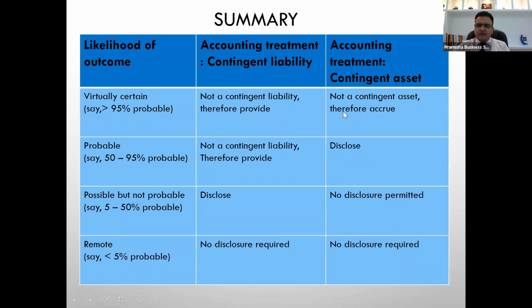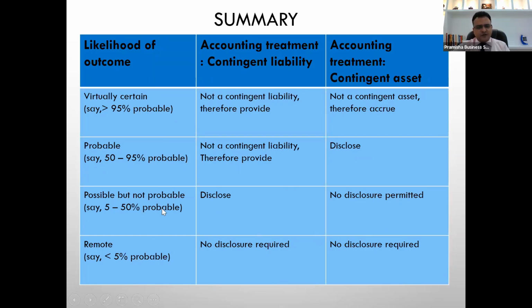In case the chances are virtually certain, we'll create an asset. We will not record it as a contingent asset. We know that this is going to happen. When the probability is in the range of 50 to 95%, we'll again provide for it. If there is a possible obligation, the chances are in the range of 5% to 50%, we'll disclose the fact. And if the chances are remote, less than 5%, we may not even disclose it. When the chances are remote, we may not even disclose it.